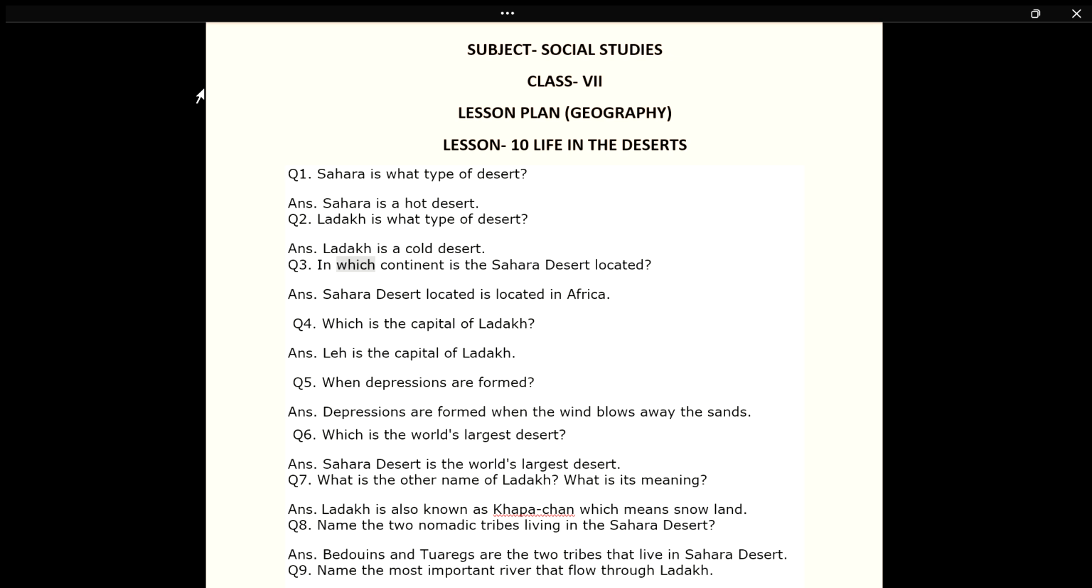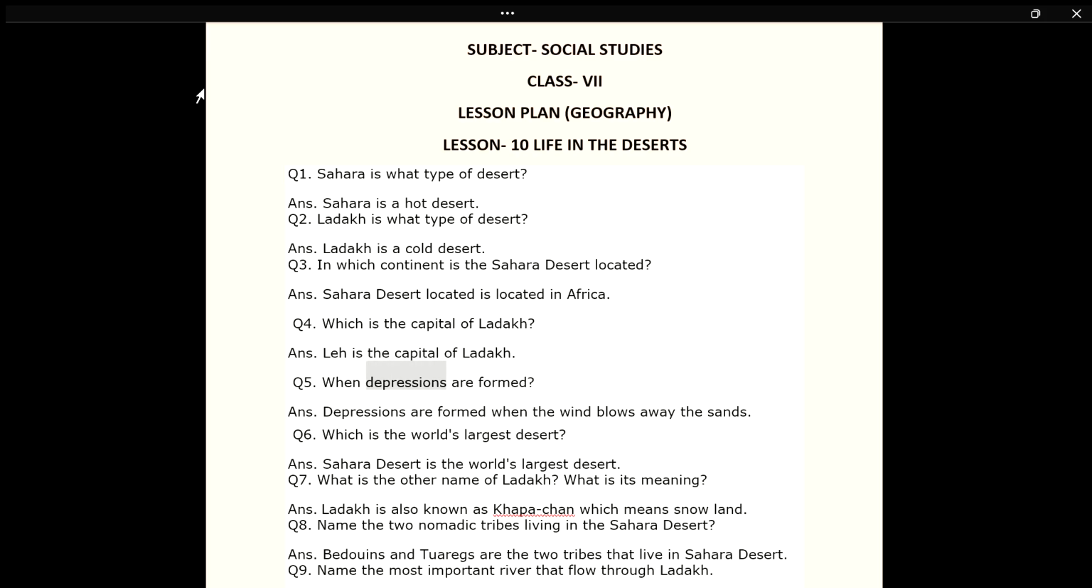Q3. In which continent is the Sahara Desert located? Ans. Sahara Desert is located in Africa. Q4. Which is the capital of Ladakh? Ans. Leh is the capital of Ladakh.